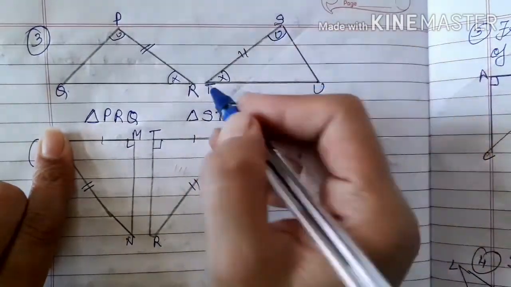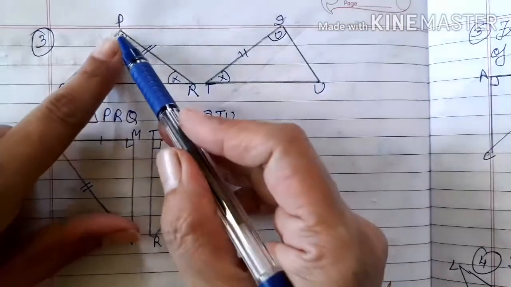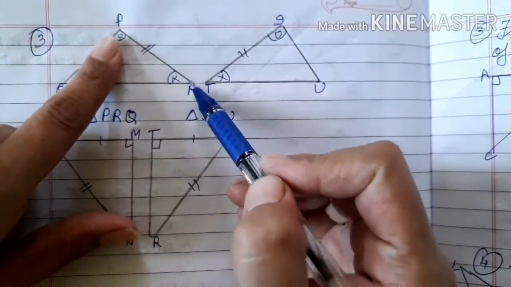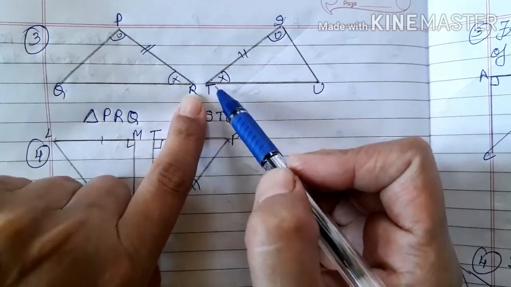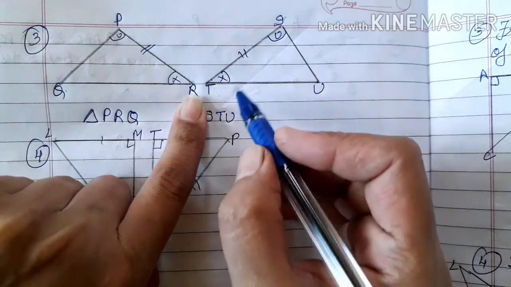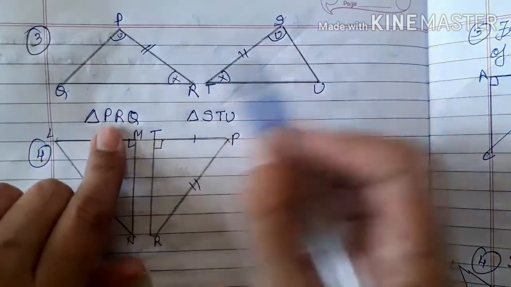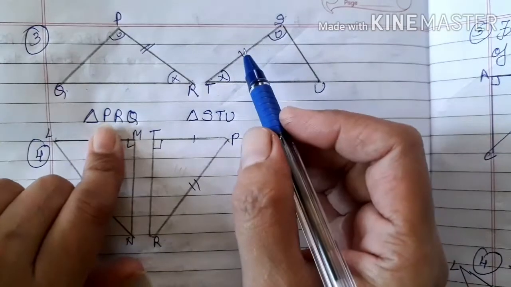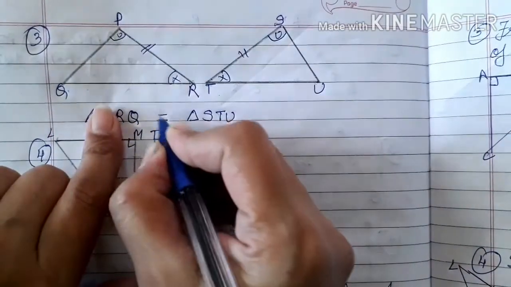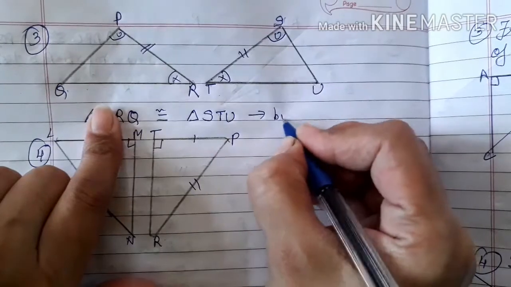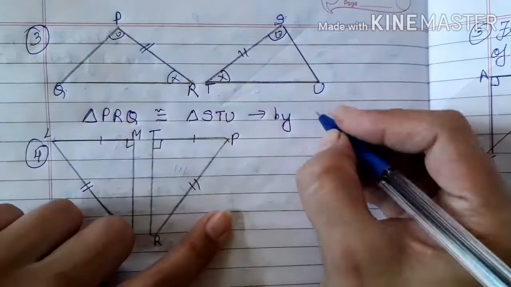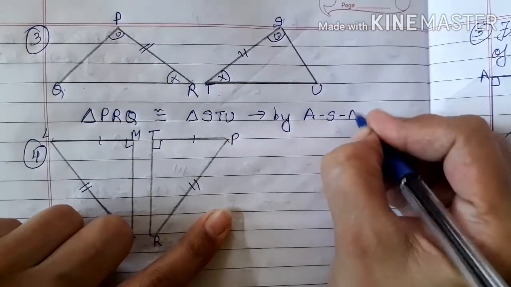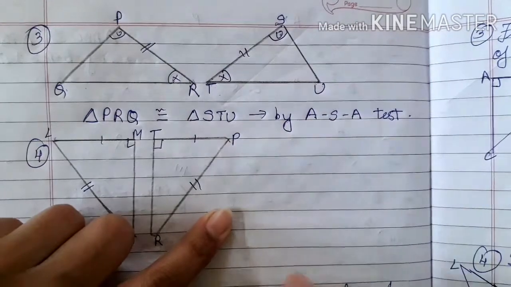Don't make mistakes. Don't go from here or go from here. No. If you are starting from here, you have to start from here only. If you are starting from here, for the next triangle also, you all have to start from here itself. Don't make the mistakes from here. Okay. So, PRQ and STU. In this, which angle, which test are we following? These triangles are congruent by which test? Angle, side, angle test. So, angle, side, angle test. Do it very slowly and observe the figure first and then write their names.